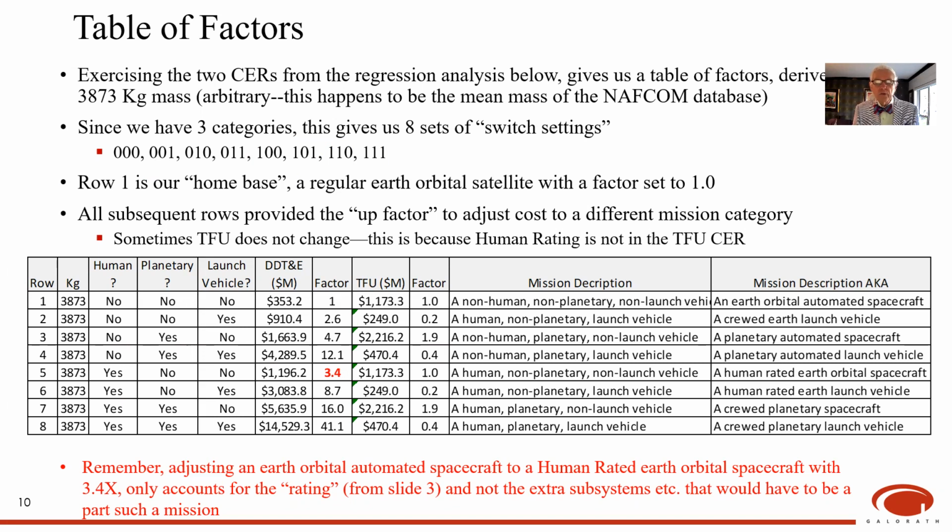Okay, so I want to make the same point I've made before in red font at the bottom of the chart. Remember that adjusting an Earth orbital automated spacecraft to a human-rated spacecraft with that 3.4 factor, and this is true for any of the other factors in the table, the magic wand factor is only accounting for the rating that we discussed back on slide 3, and not any extra subsystems and so forth that would have to be part of such a mission. So your cost estimate will presumably be presented with a design that includes those extra subsystems.